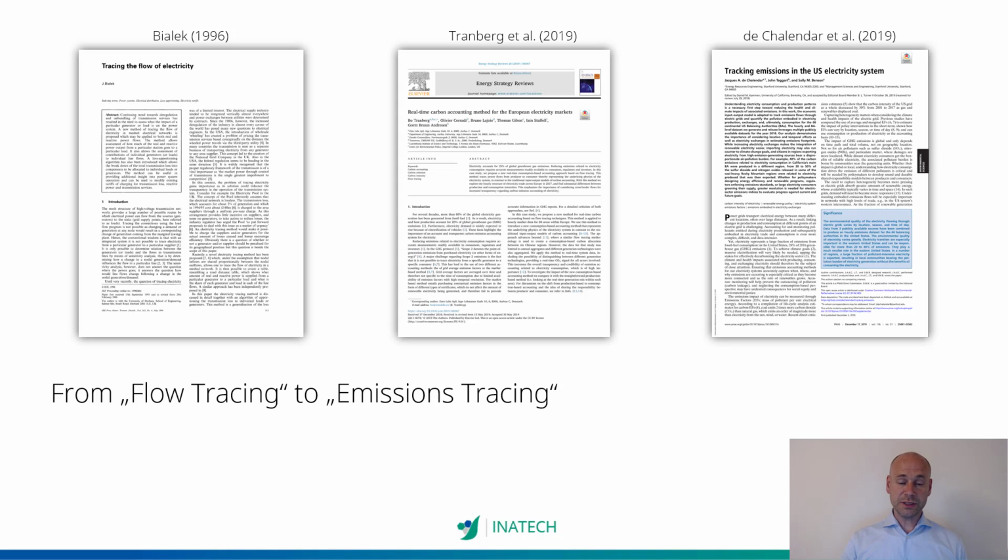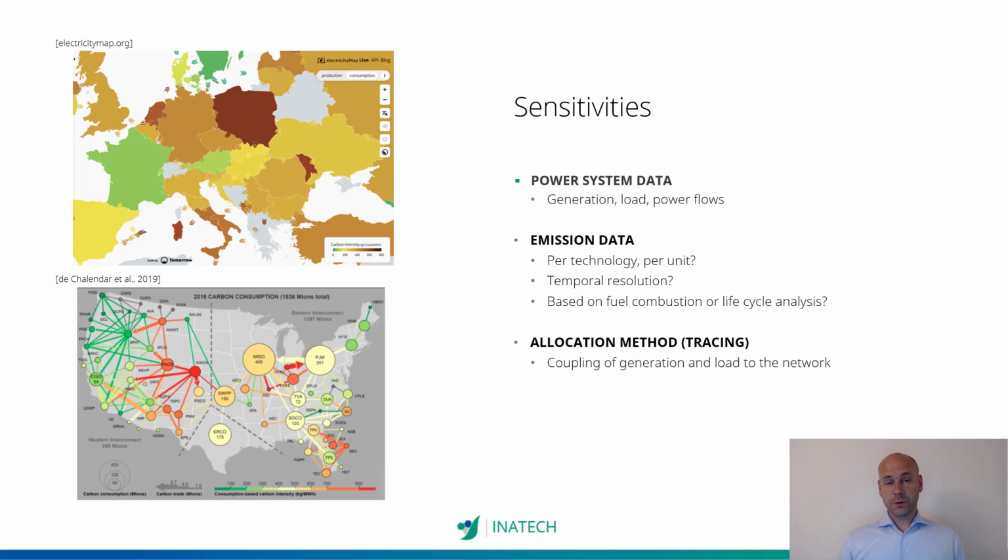So following the emissions from the source through the network to the point of consumption. So this has been done for the European system by Tromberg and also the electricity map, and by De Chalendar and his colleagues for the US system. So using this methodology, you get a very clear signal. So you get consumption-based carbon dioxide emission intensities, but there are a lot of sensitivities involved.